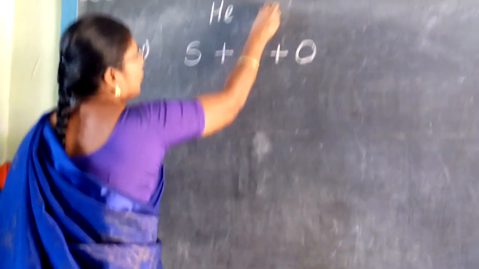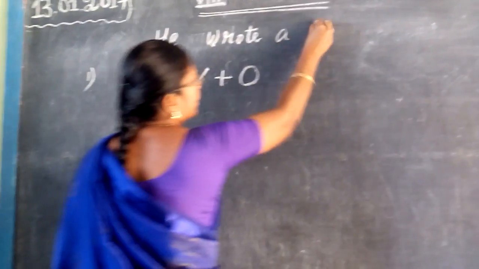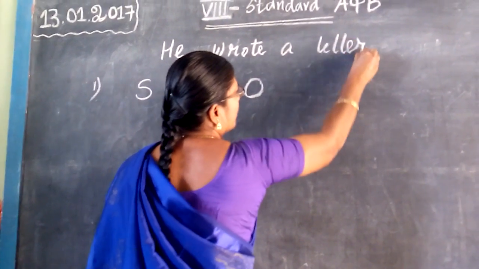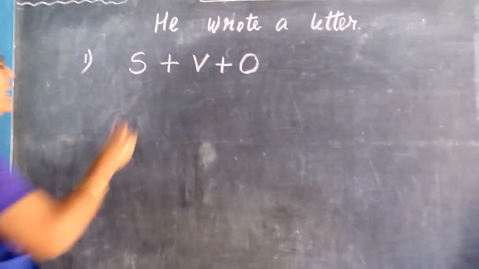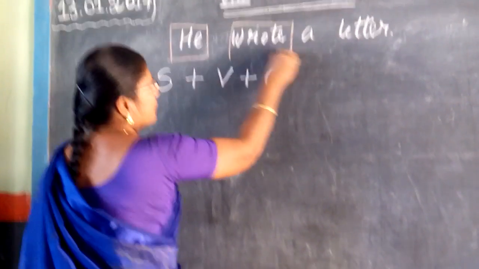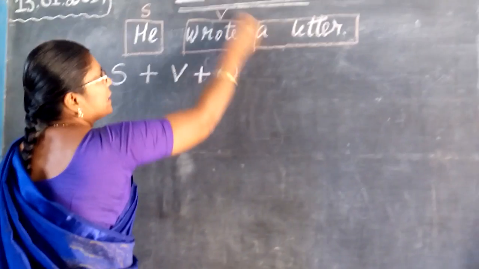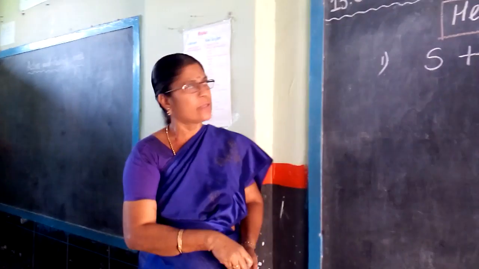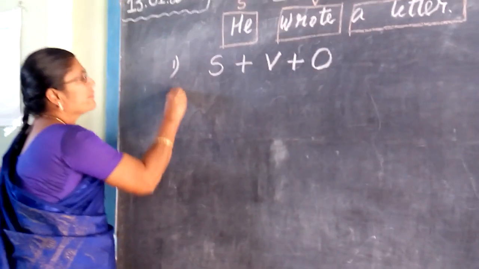He wrote a letter. You have to split the sentence into S, V, O. He is a subject. Wrote is a verb. A letter is an object. Split the sentence into S, V, O.